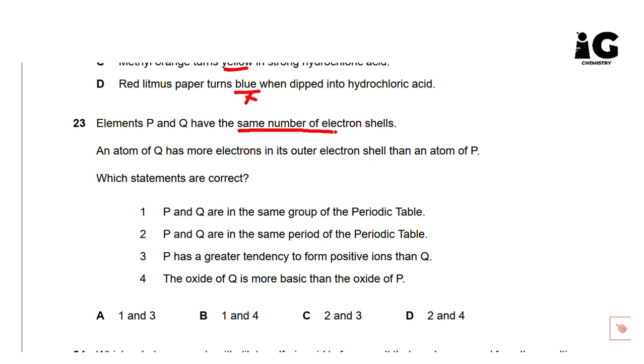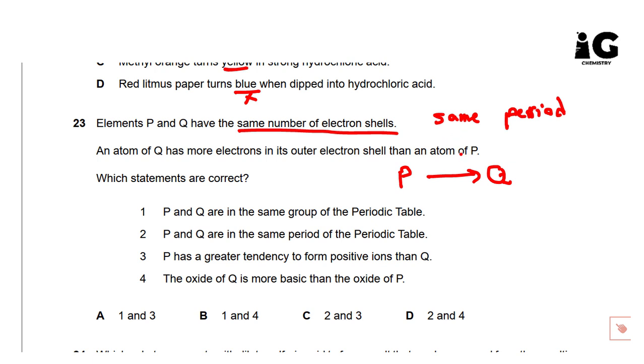So what does it mean, same number of electron shells? It means both of them are in the same period. And then an atom of Q has more electrons in its outer electron shell than an atom of P. So we need to put P to the left side, and Q to the right side, because we assume they are in that same period.